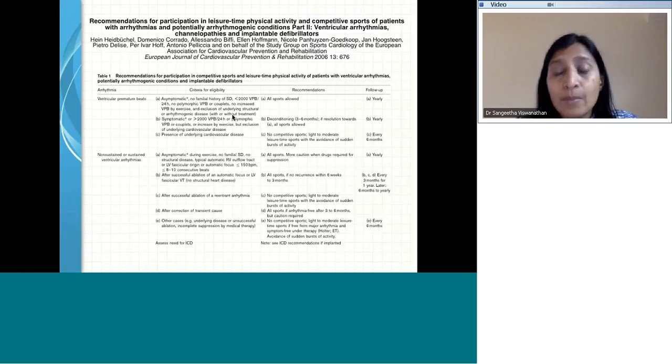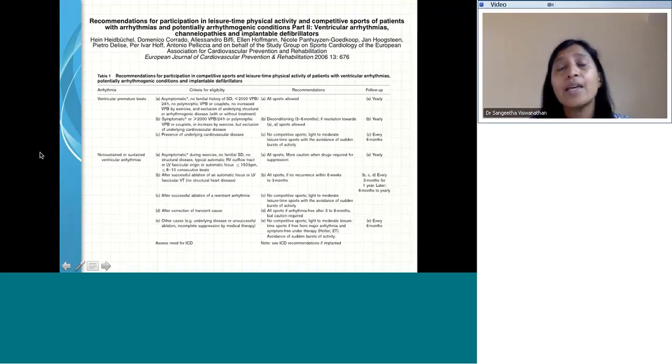If, however, they are symptomatic, if there are more than 2,000 per 24 hours, if they are polymorphic or there are couplets, or if they increase with exercise, then you go through a process called deconditioning, which is for 3 months you take them off the exercise, and then you repeat the assessment again. If after coming off exercise the assessment is normal, then once again, if the ectopics resolve, you can allow sports.